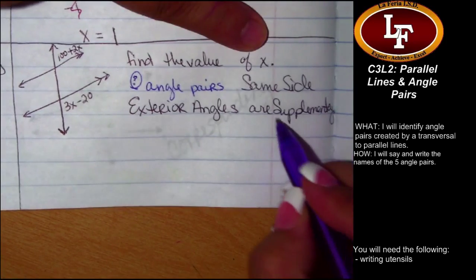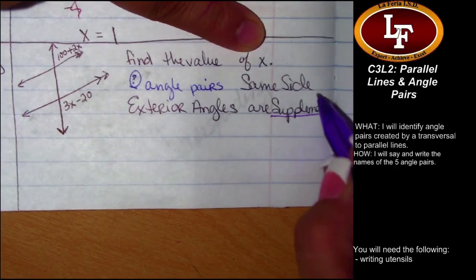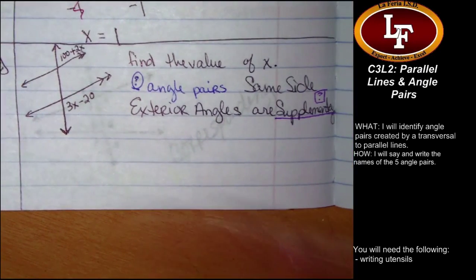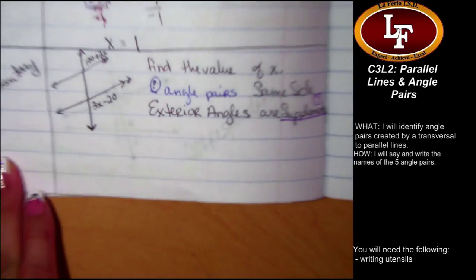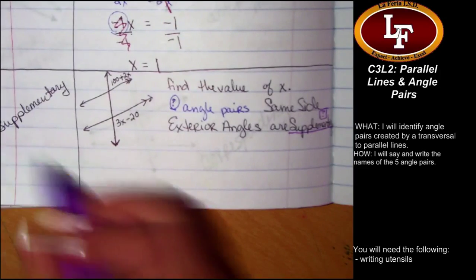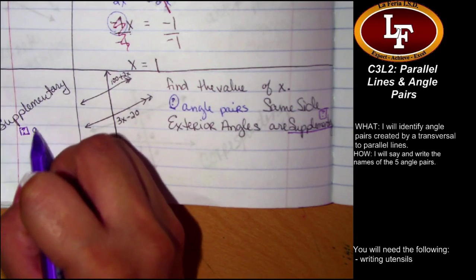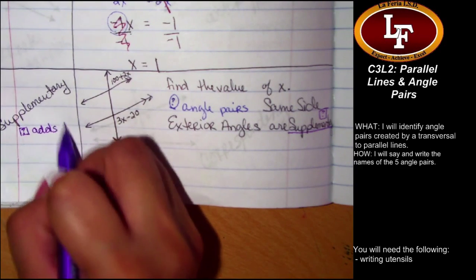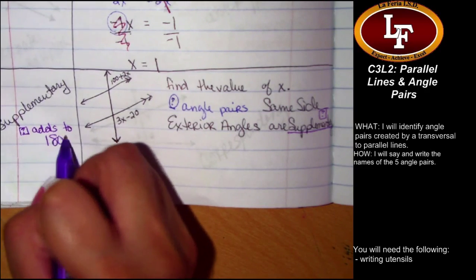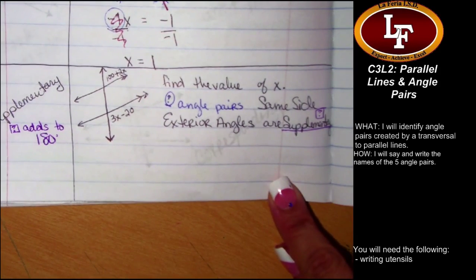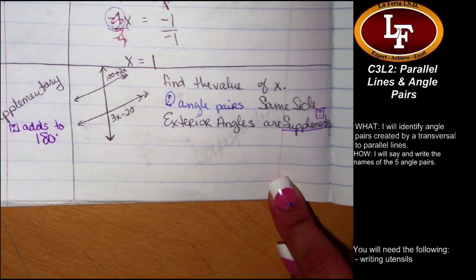If you don't remember, if you forgot, you need to underline supplementary and put a question mark. And then, over here on the left-hand side of your paper, we are going to put that question mark again. Supplementary means adds to 180 degrees. If you couldn't remember, you need to write it down. That means that whatever those numbers are, if I add them together, I'm going to end up with 180.